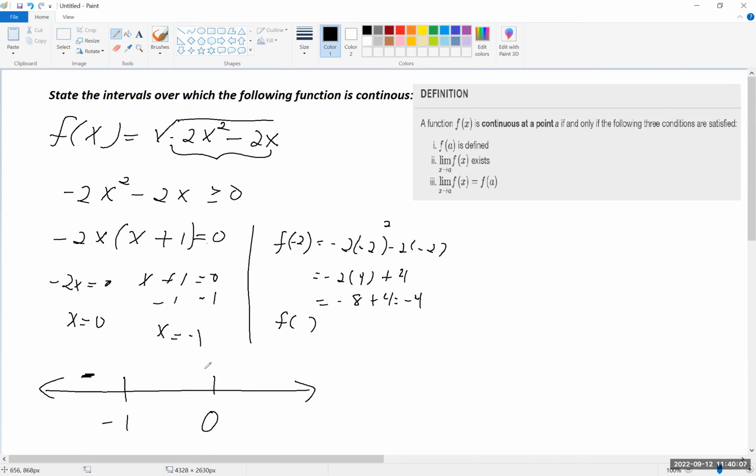If I try something in between the negative one and the zero, say a half or minus a half. Not the easiest thing to work with, but it's probably the easiest thing that we've got in that interval. And so I've got a negative two, and then this is 1/4, and this is plus one. And so I've got one minus a half. So this is a half. So this is positive.